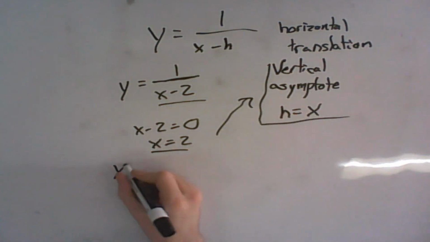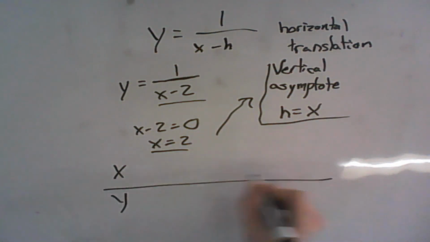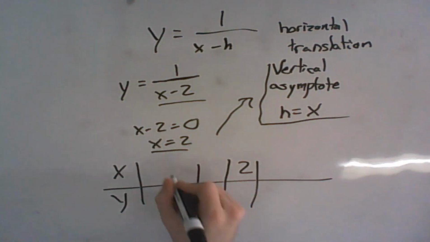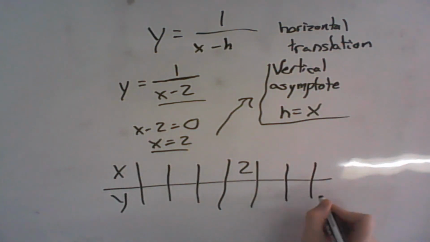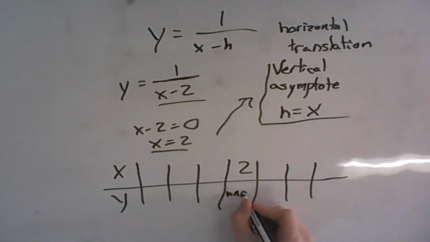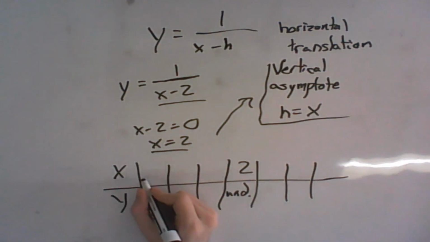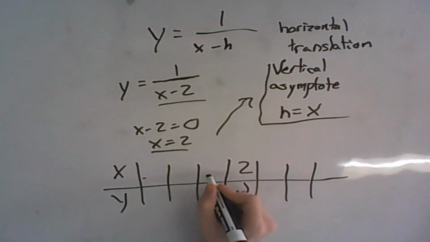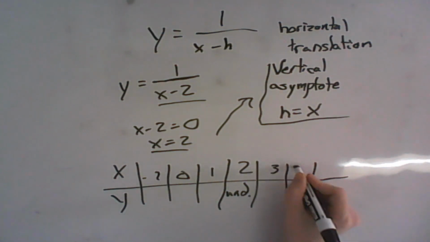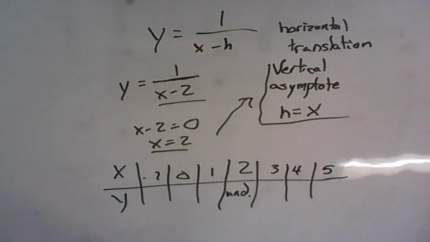So then our table is going to have the middle 2. To the left we're going to choose 3 points, and to the right we're going to choose 3 points. This should be undefined right here. So what do we choose to the left? Well, you can just do 1, 0, and negative 1, and 3, 4, 5. It doesn't matter.